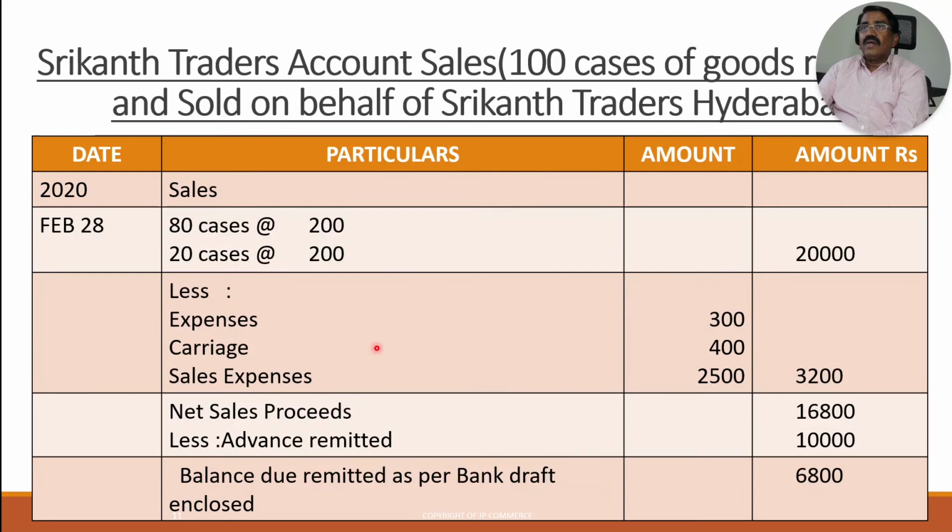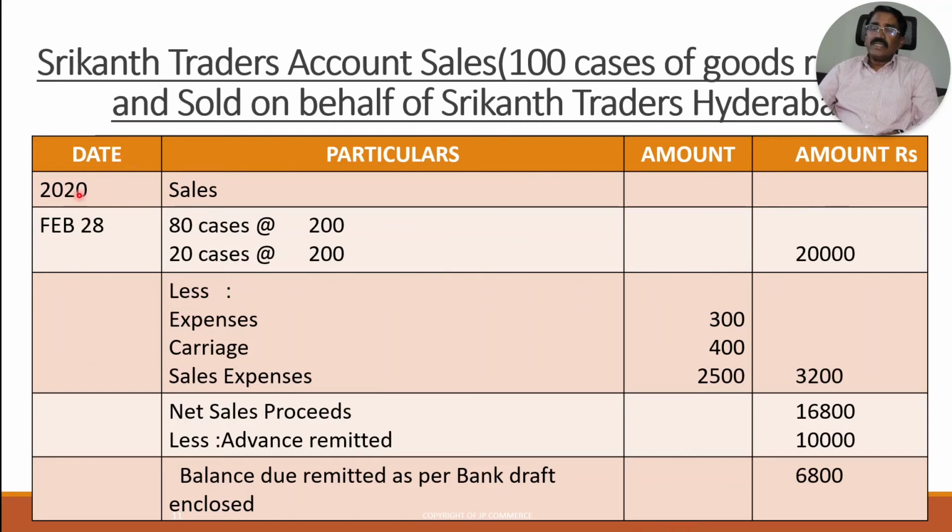Now a format of the account sales. Srikanth and Traders sent 100 cases of goods to the party, goods received and sold on behalf of Srikanth Traders. This is a pro forma of an account sales. With this pro forma, we can clearly understand what an account sales is.